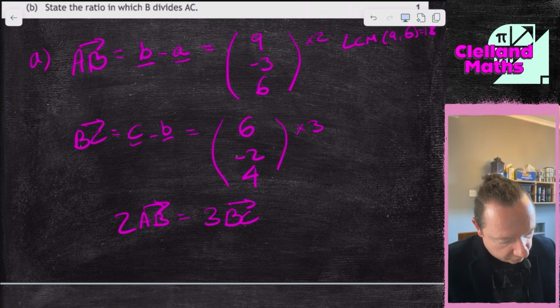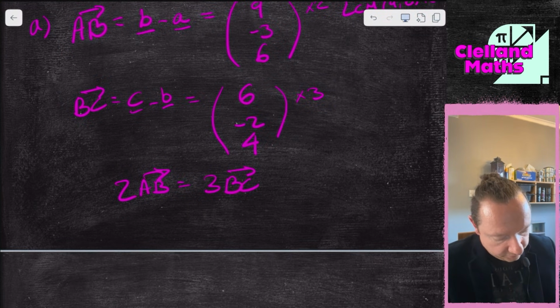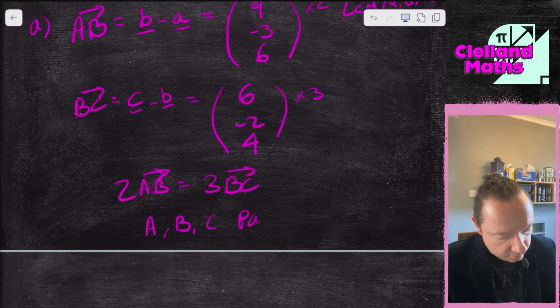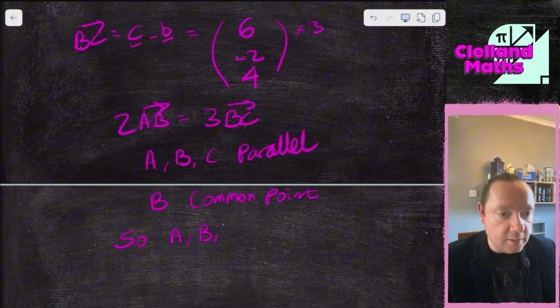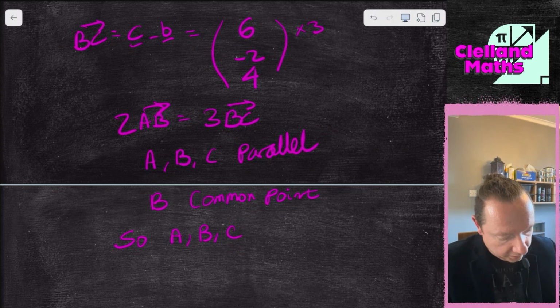So they're multiples of each other. 2 9s is 18, 2 minus 3s is minus 6, and 2 6s is 12. 3 6s is 18, 3 minus 2s is minus 6, 3 4s is 12. So we get the same. And therefore, we can then say that AB and BC are parallel, but B is a common point. So A, B and C are collinear.